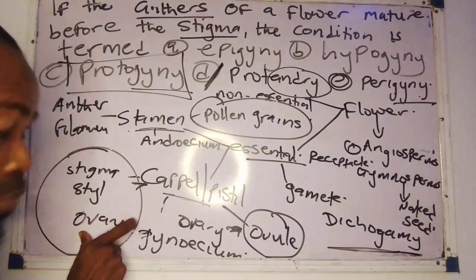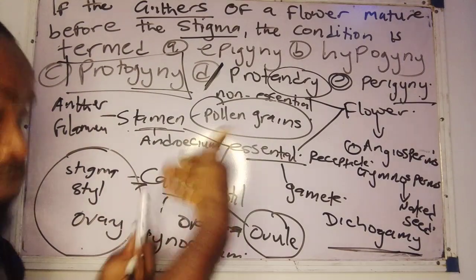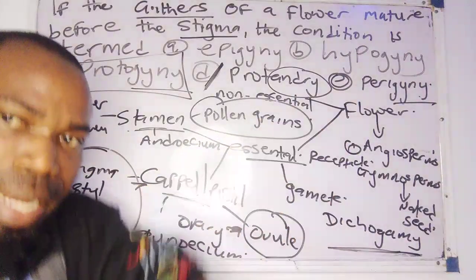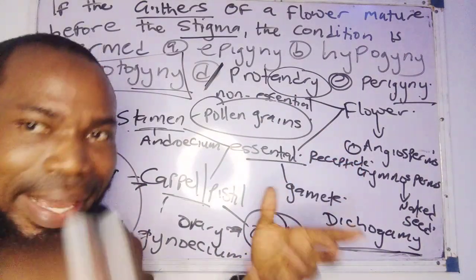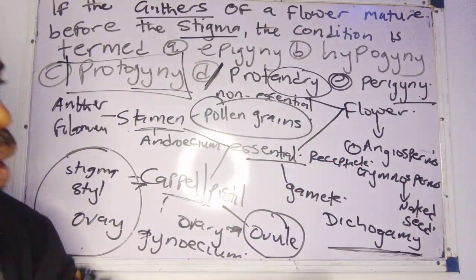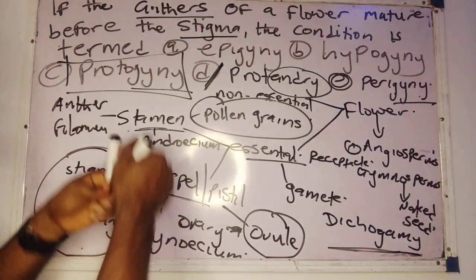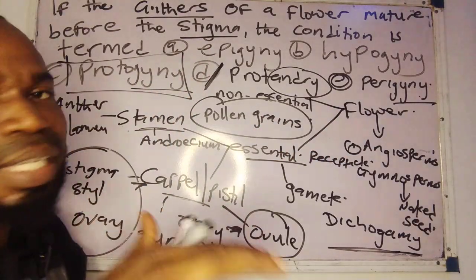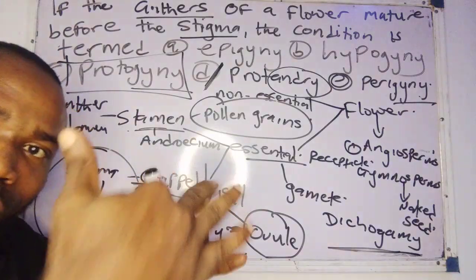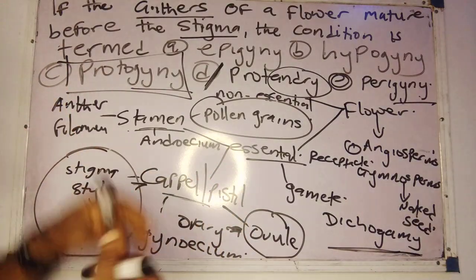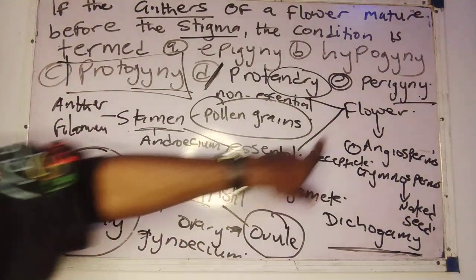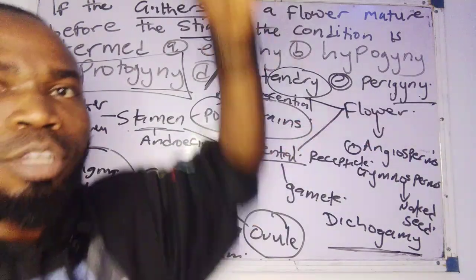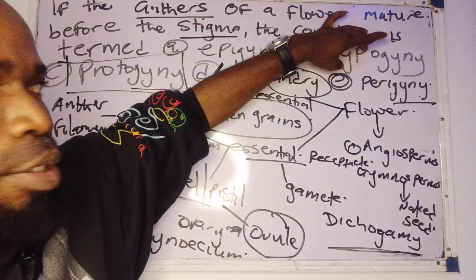Now, you know that the ovary is part of the female reproductive structure. If the ovary is totally embedded in the receptacle, like inside, that condition is called what? Epigyny. You see? But if it is in between, not truly embedded, just in between, that condition is called what? Perigyny. But if it's at the top, it's called what? Hypogyny. You get them now.